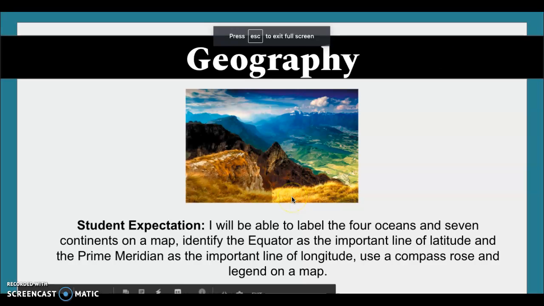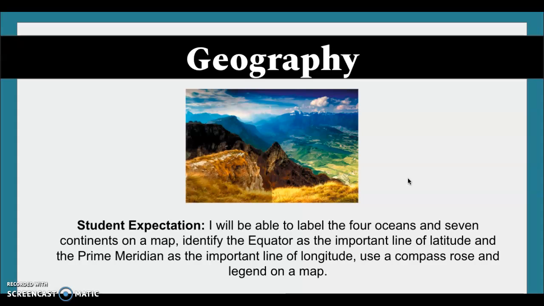Okay, our student expectation is I will be able to label the 4 oceans and 7 continents on a map, identify the equator as the important line of latitude, and the prime meridian as the important line of longitude, as well as use a compass rose and legend on a map.